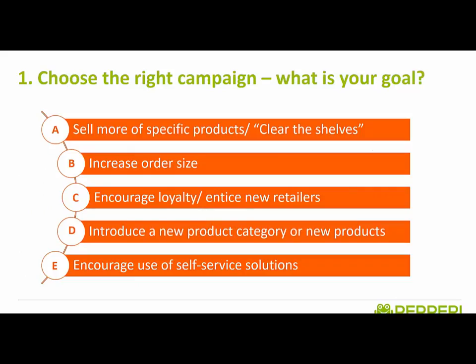So I think the most important thing is to figure out what your goal is, right? We've identified several goals. I think that covers quite a few potential goals that you may have. First of all, you may want to sell more of a specific product, clear your shelves, probably at the end of the season if you're in fashion. The second goal, and this is an ongoing goal, is to increase your order size. The third goal is to encourage loyalty and entice new retailers. The fourth goal could be to introduce new product categories or new products to your customers. And the last one would be to encourage the use of self-service solutions.